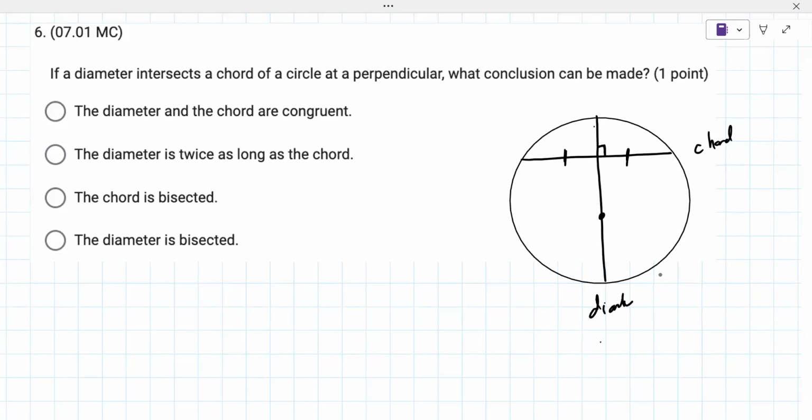Perpendicular to the chord, the conclusion can be that the chord is bisected. The diameter's not; usually there's more on one side than the other.